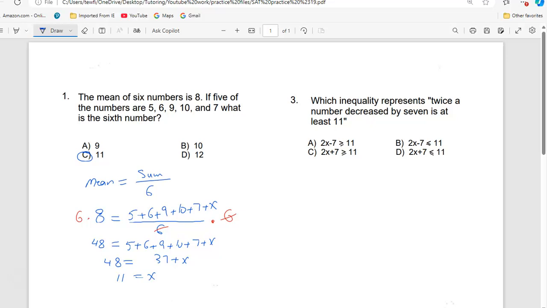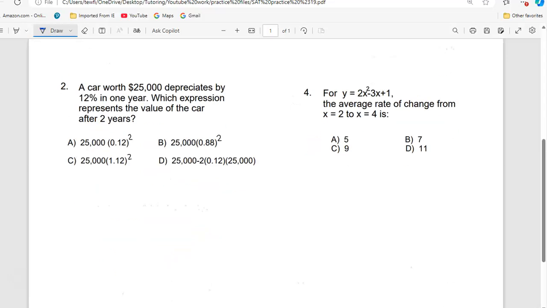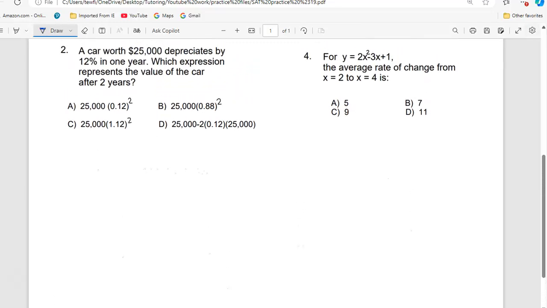Let's take a look at the next one, and the next one is here. For this one, a car worth 25,000 depreciates by 12% in 1 year. Which expression represents the value of the car after 2 years?